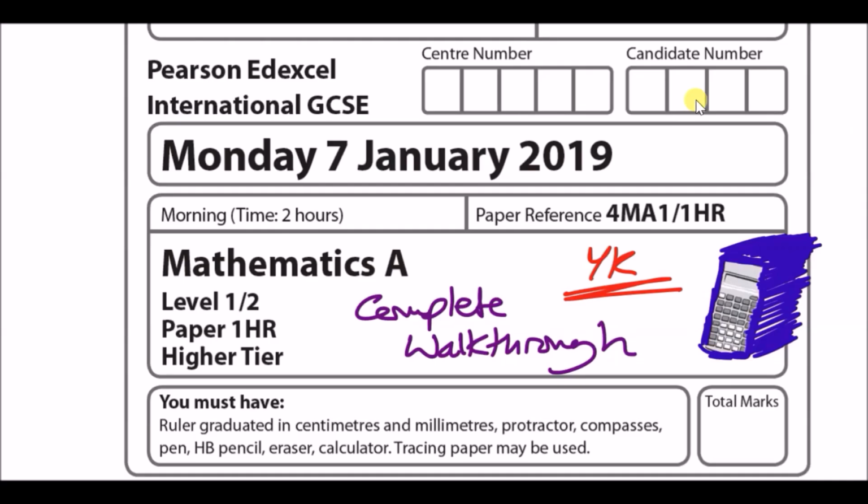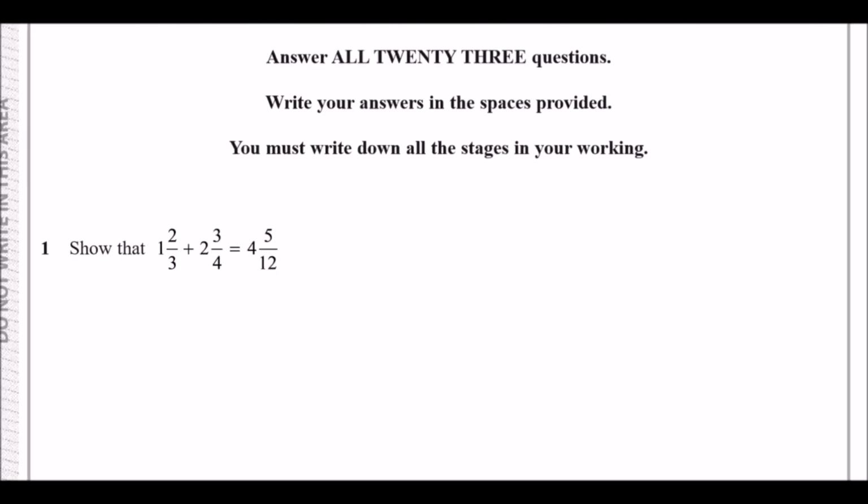But anyway, we're going to jump straight into the questions now, okay? Alright, number 1. Show that 1 2/3 plus 2 3/4 equals 4 5/12.